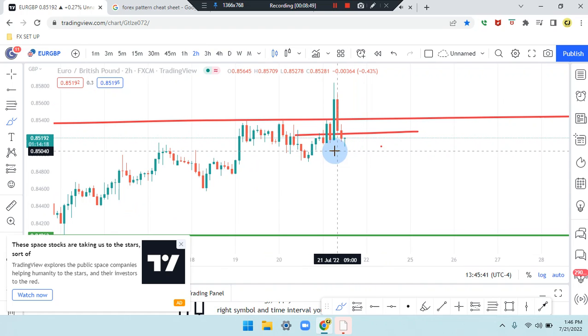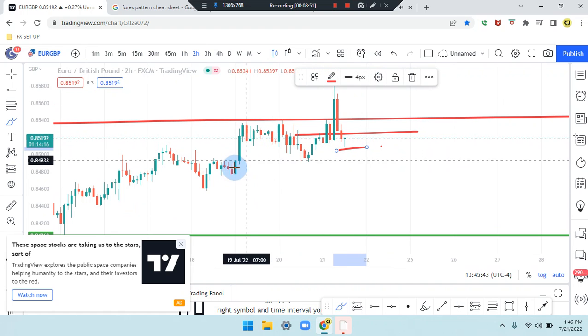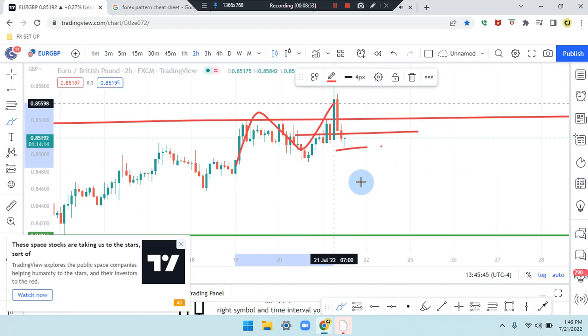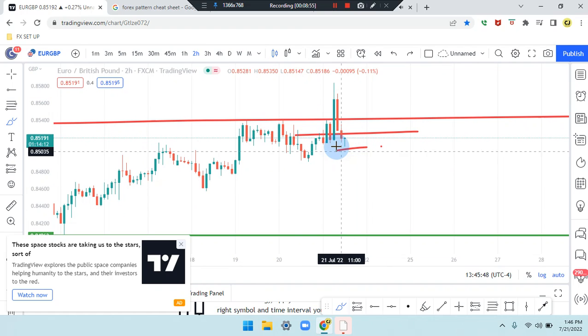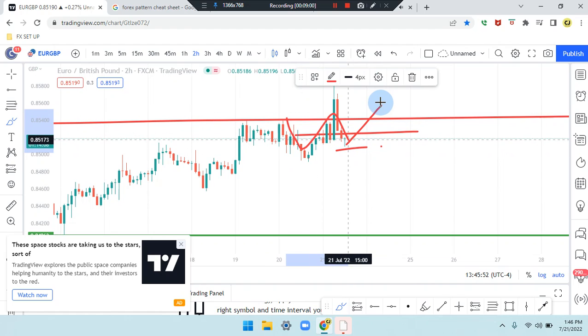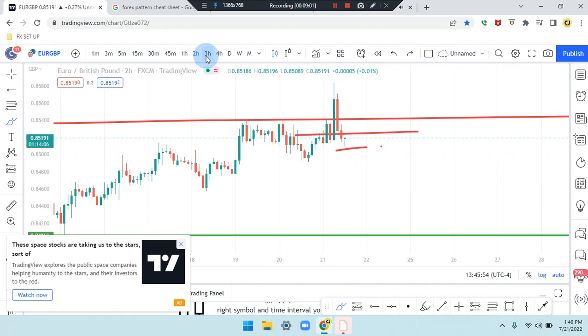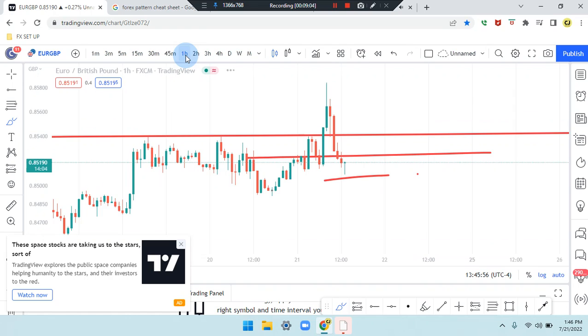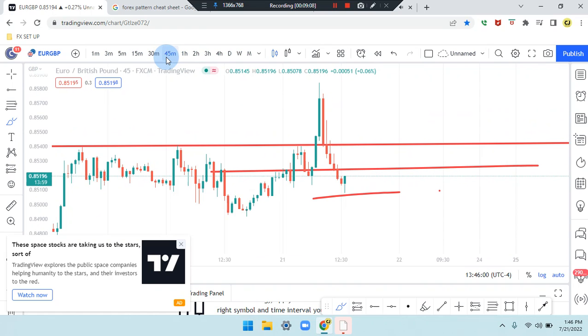Headed down to the 2-hour time frame, we can see that area of support overall, first, second, third. Market still waiting for that fourth leg to break out so it can push back up here. If so, first, second, third, market identifying a double bottom. Headed down to the 1-hour, same as well. Headed down to the 45, same as well.